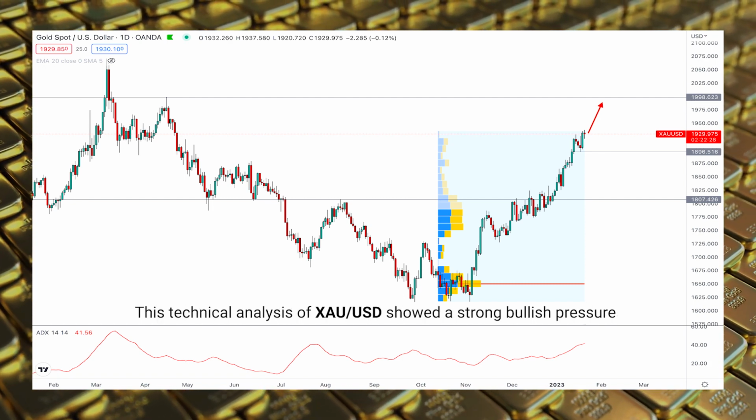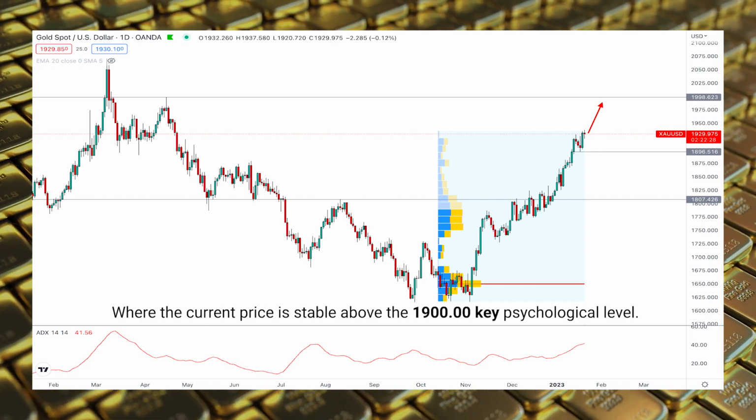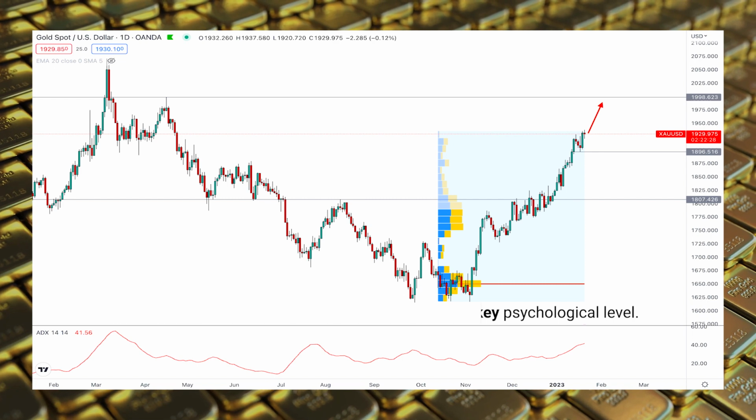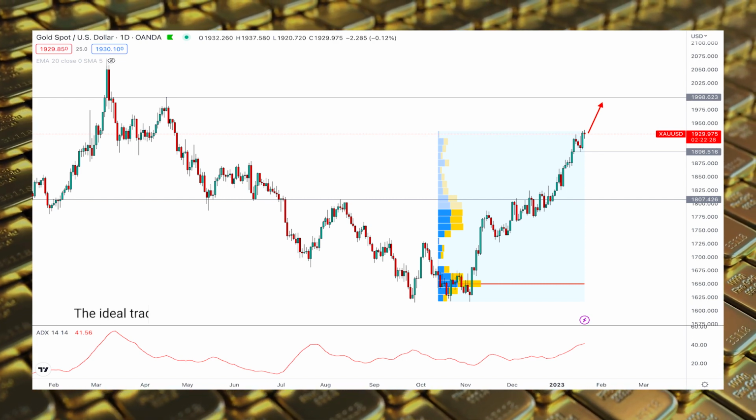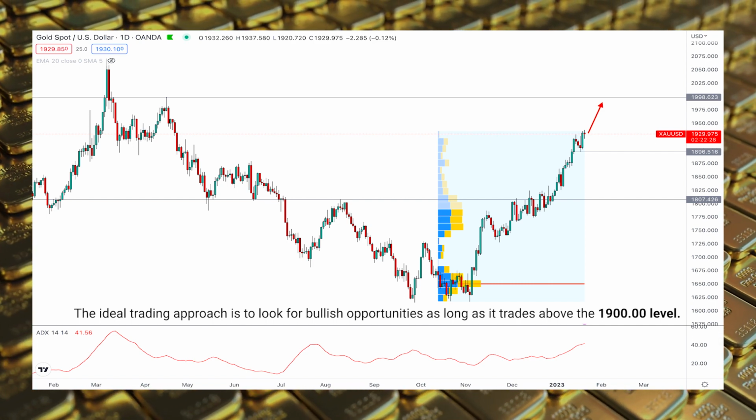This technical analysis of gold USD showed a strong bullish pressure where the current price is stable above the 1900 key psychological level. At first sight, the ideal trading approach is to look for bullish opportunities as long as it trades above the 1900 level.